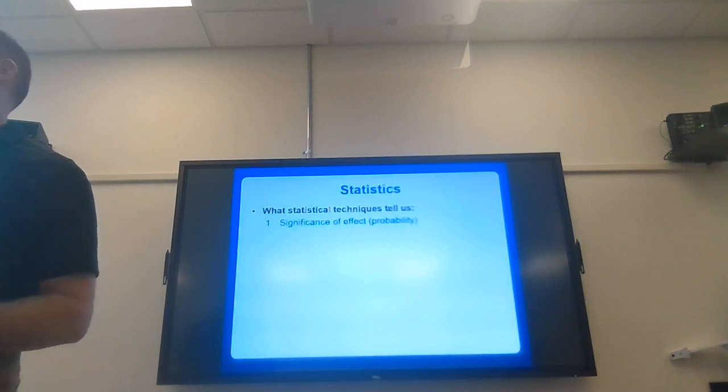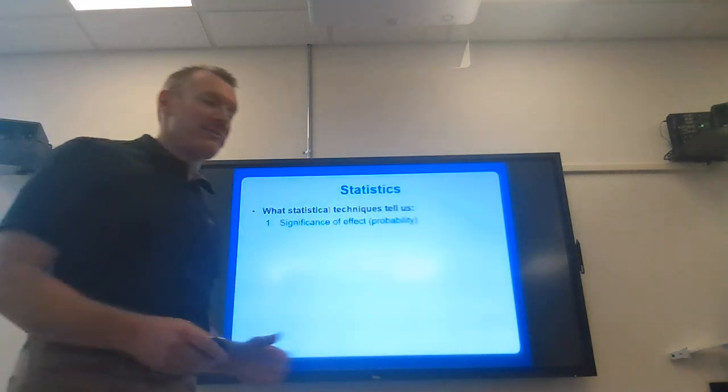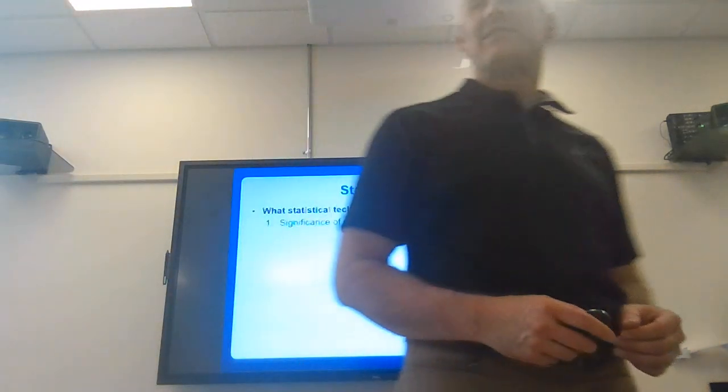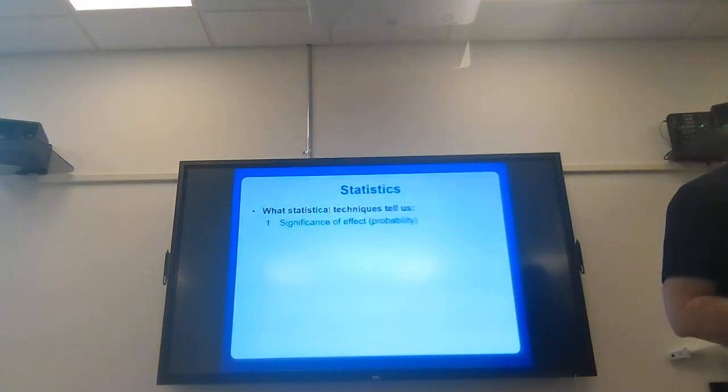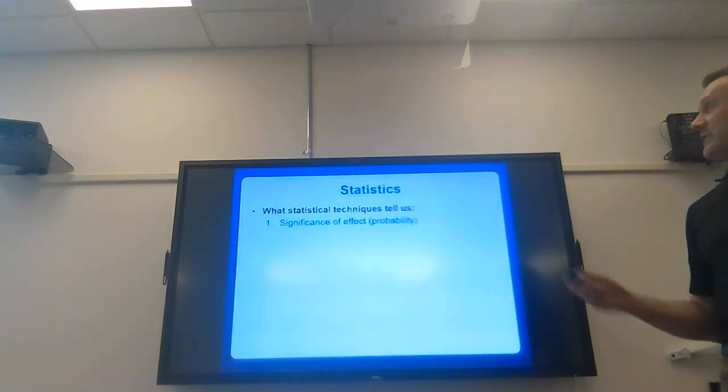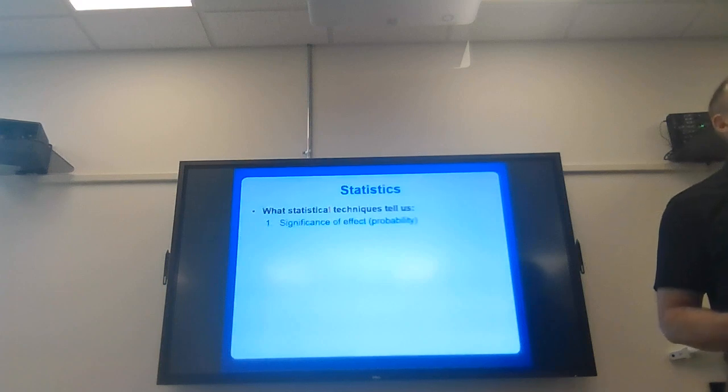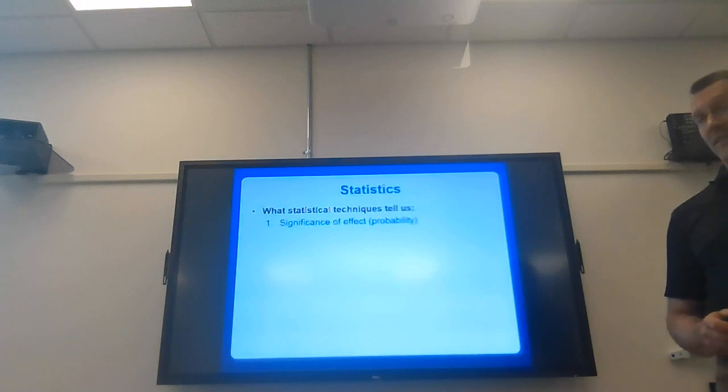What does it mean for something to occur by chance? What would you say? What does it mean for something to occur by chance? Luck. Yeah, okay, at random. So that's what statistics tell us: the probability that differences between conditions or groups occurred by chance.